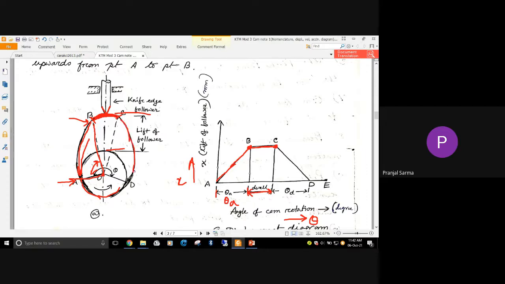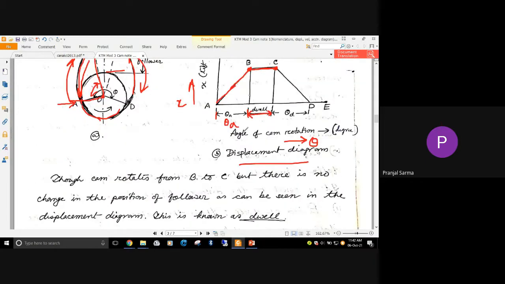It is somewhat similar to going from A to B, but now the follower is going down. In terms of angle, it will be known as the angle of descent, denoted by theta d. The follower is gradually moving down from the upper position to the lower position.